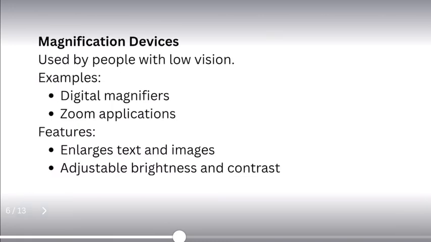Magnification devices are used by people with low vision. Examples are digital magnifiers, zoom applications, and features like enlarging text and images and adjustable brightness and contrast. People with low vision need much bigger magnified text or zoom kinds of devices, and these magnification devices help with that.